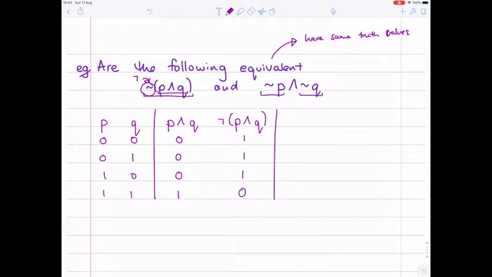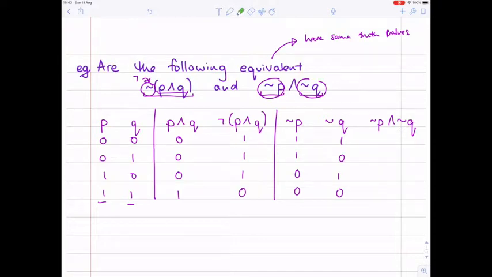And we want to compare that. Well, here I need not P and not Q. So not P is going to be 1, 1, 0, 0. Not Q is 1, 0, 1, 0. So I've just negated both those columns. And now I want to combine those into not P and not Q.